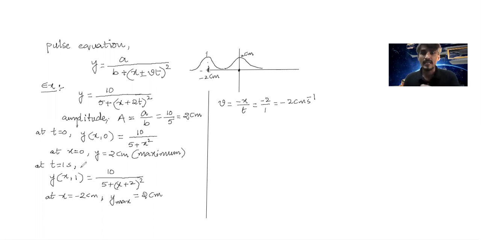What does it mean? Here we have got a negative value. That's why we can say that the pulse is traveling along the negative x direction.